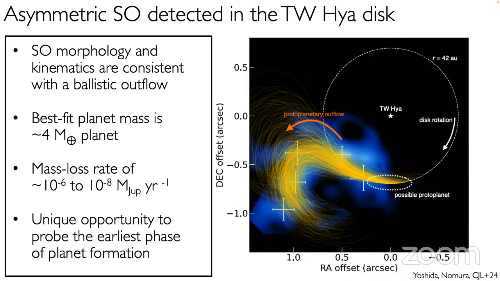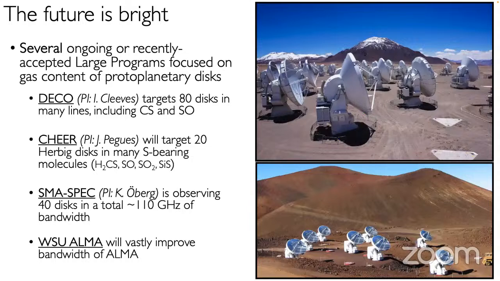So, almost done. I just want to say the future is bright because we need a lot of lines to do this. We need to actually be able to detect multiple SO lines, multiple CS lines, all of these sulfur-bearing species. And there are multiple large programs across ALMA and SMA that are doing this. And looking further in the time horizon, the wideband ALMA upgrade is going to get us all these lines all at once. So we're not going to have to cobble together all these archival programs. We're going to do one observation and get all of these lines all at once.